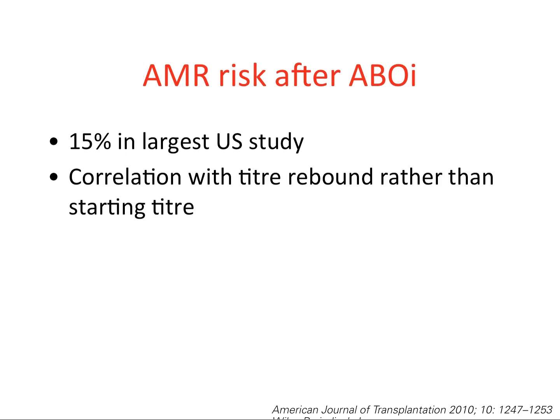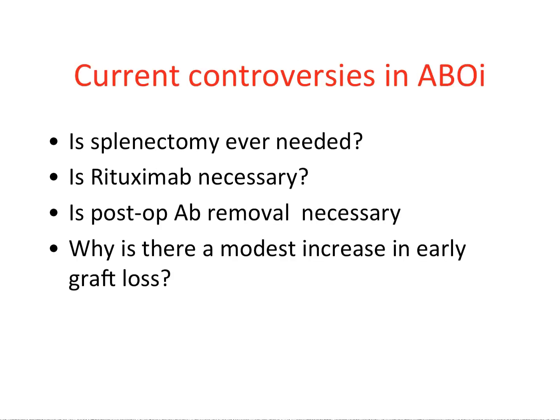What about the rejection risk? Well, roughly a 15% AMR risk after blood-group incompatible transplantation, and it seems to correlate better with the antibody rebound rather than the starting titer, but the literature is contradictory here. So what are the current controversies in blood-group incompatible transplantation? Well, there's a lot of uncertainty about whether rituximab is necessary and whether you ever need a splenectomy. It's a pretty rare event in most centres now.